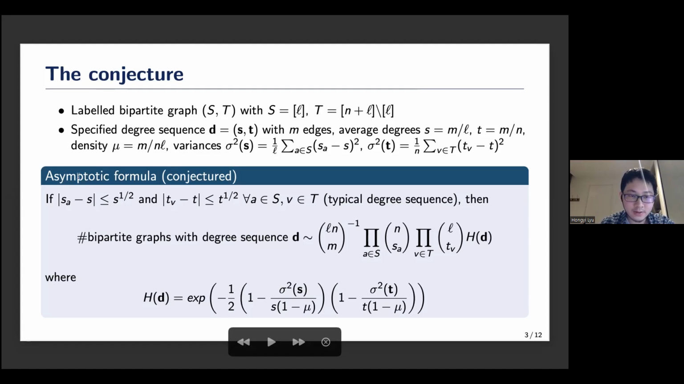And now the asymptotic formula. We assume some regularity condition here, namely that the degrees of all vertices cannot deviate from the average degree by too much. And we call such degree sequences typical degree sequences. And the asymptotic formula is as follows, where H(D) here is the correction factor.